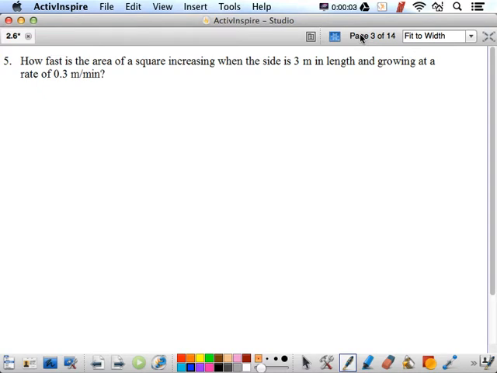For this example, we want to know how fast the area of a square is increasing when the side length is 3 meters and it is growing at a rate of 0.3 meters per minute. So what shape are we dealing with? A square. And we're dealing with its area versus its side length, right? So we need to find an equation that relates the area of a square to the length of its side.